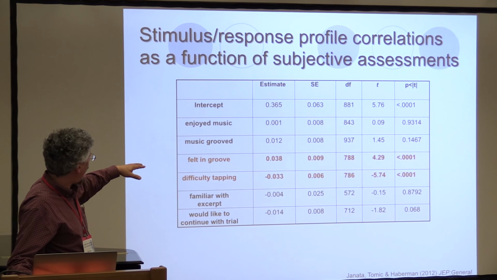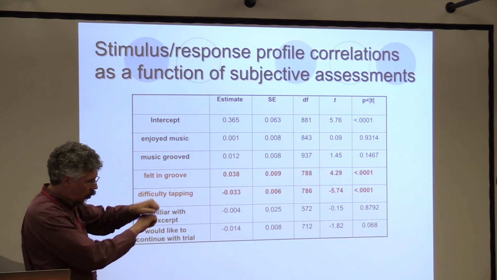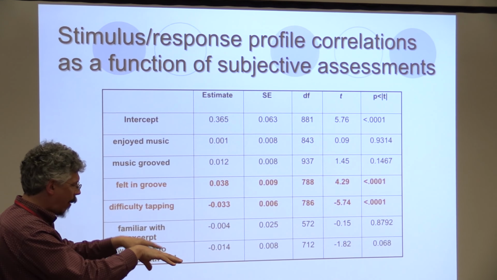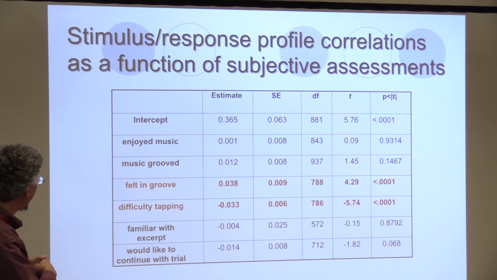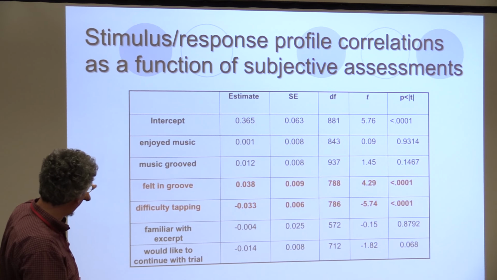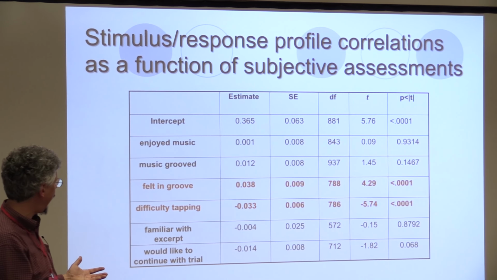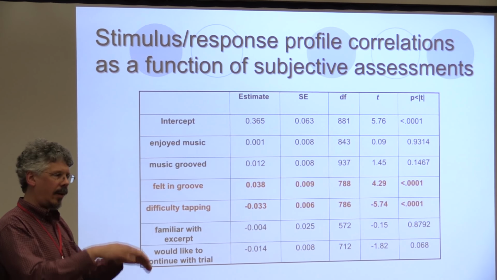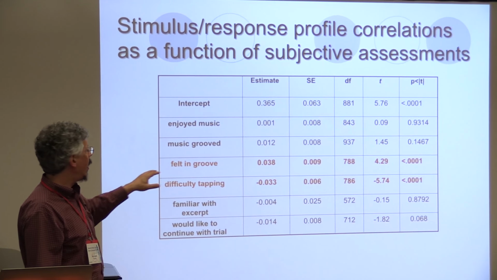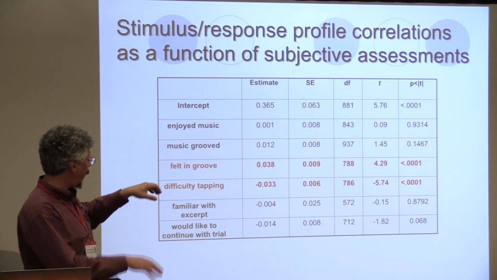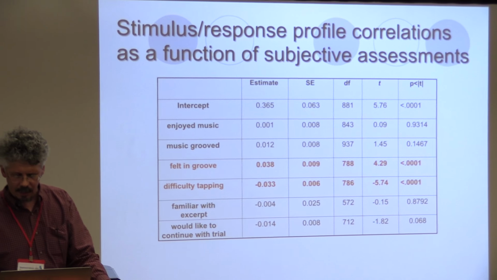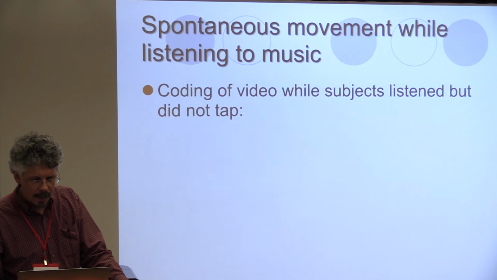When we look at the correlations on a trial-by-trial basis, the correlation of a person's tapping profile with the stimulus, and then how that correlates with their subjective feelings of feeling in the groove or the difficulty they experience tapping. Basically, the better they coupled to the stimulus, the more they reported feeling in the groove. The more difficult they found the task, the less correlated was their behavior and the stimulus.